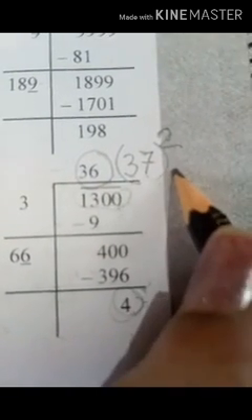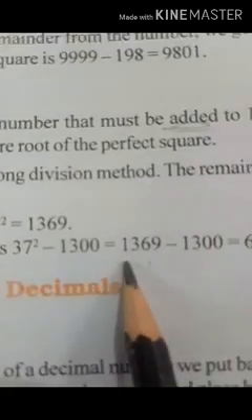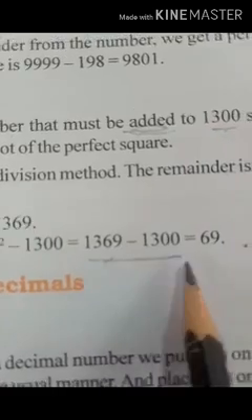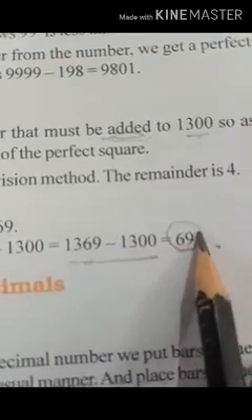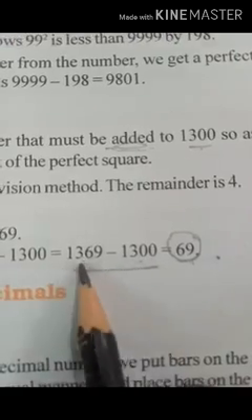We'll find its square. Its square is 1369. From that we will subtract the given number. So what is left? 69. So this 69 should be added to 1300 to make it a perfect square.